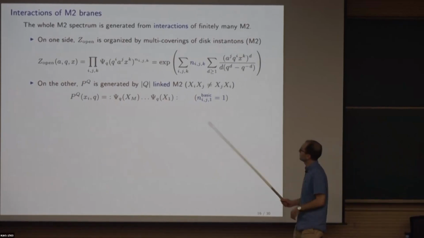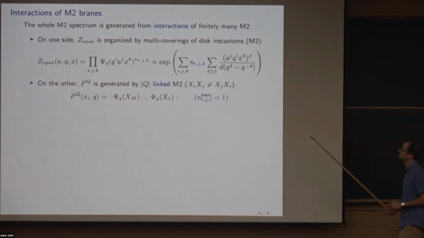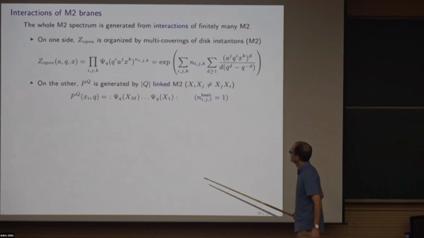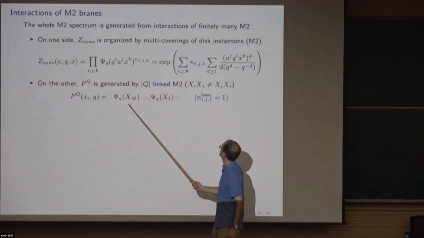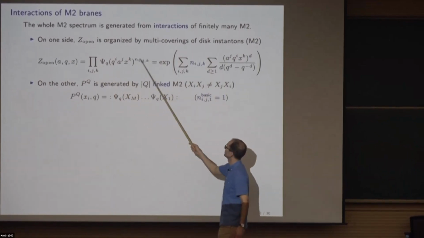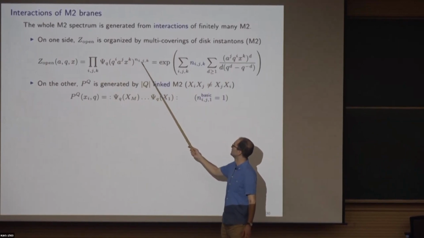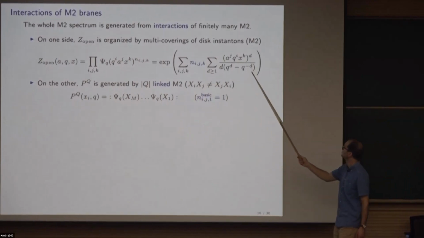So what I told you so far is that the whole spectrum of M2 branes, or if you prefer disk instantons, is generated by interactions of finitely many disks. And on one side of the correspondence, we have the open string partition function, which according to LMOV can be factorized as an infinite product of quantum logarithms. These are classical variables with integer powers. The powers count the number of M2 branes, and this is the old genus multi-covering formula.